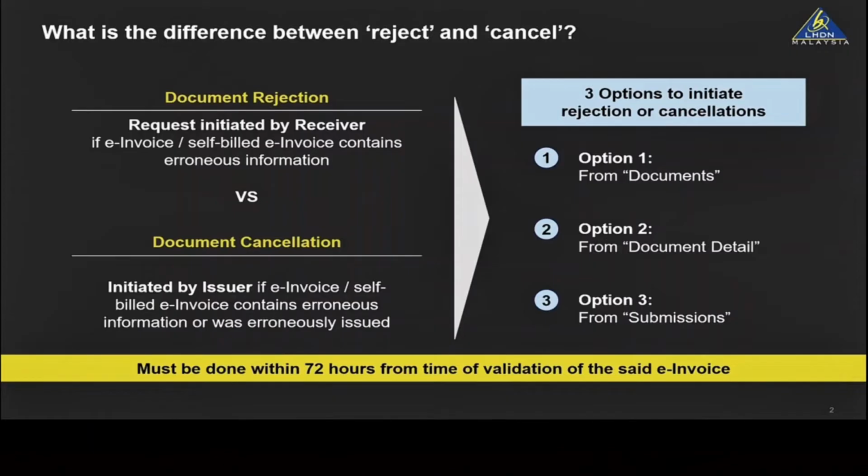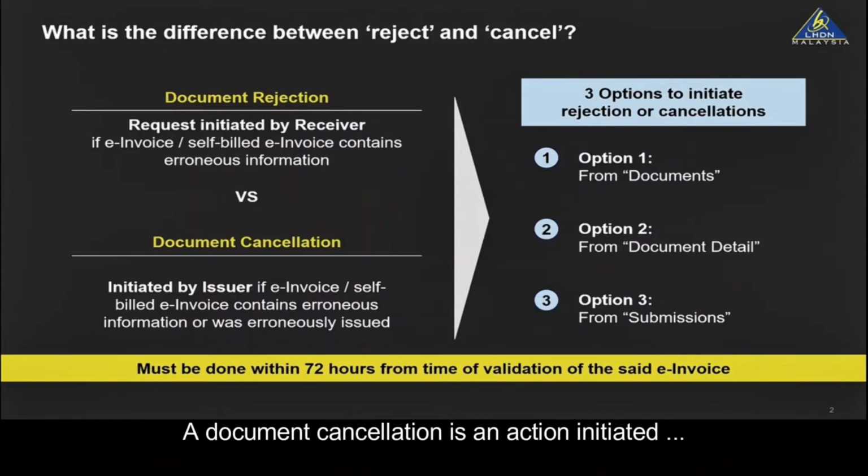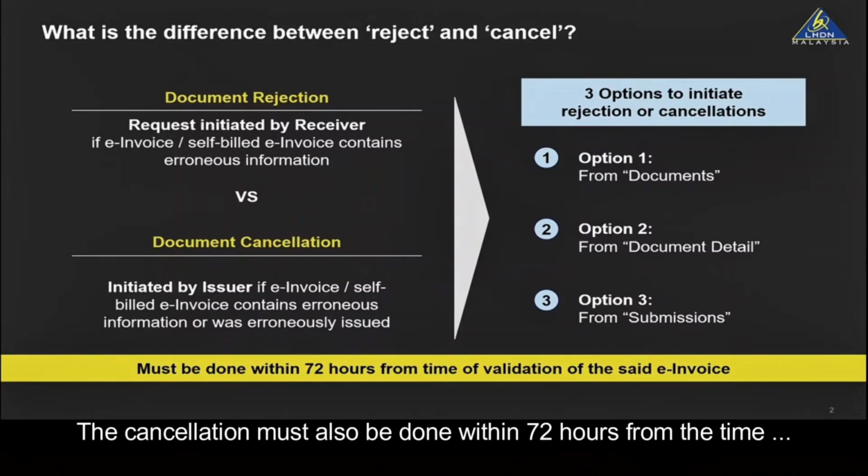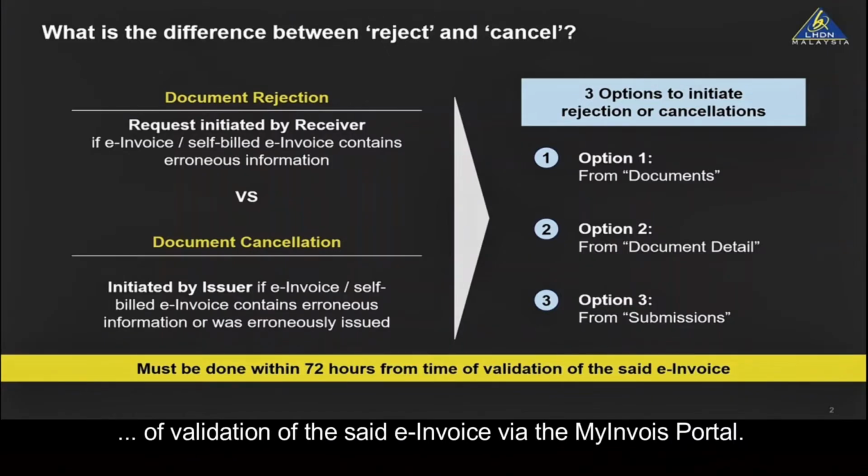A receiver can only request rejection within 72 hours from the time of validation of the said e-invoice via the MyInvois portal. A document cancellation is an action initiated by the issuer for similar reasons as mentioned. The cancellation must also be done within 72 hours from the time of validation of the said e-invoice via the MyInvois portal.